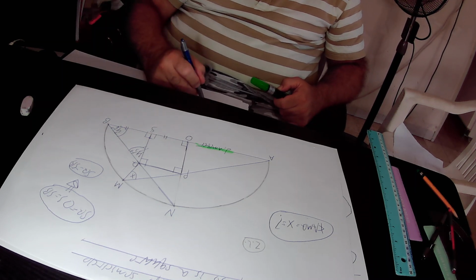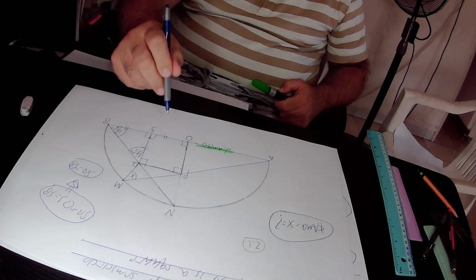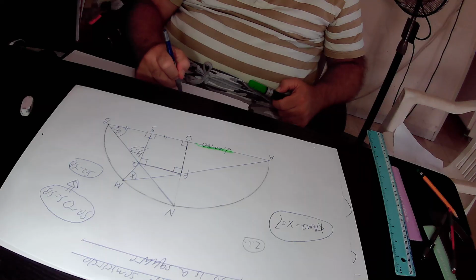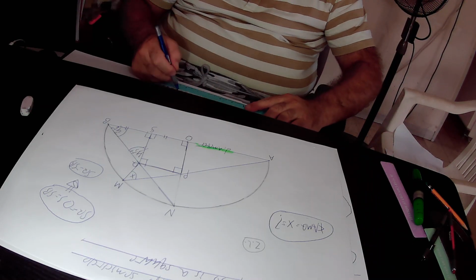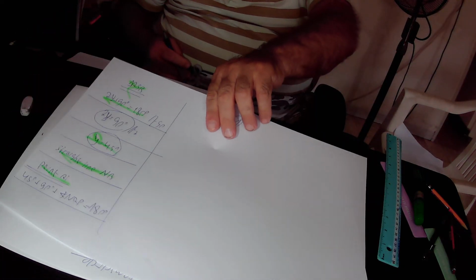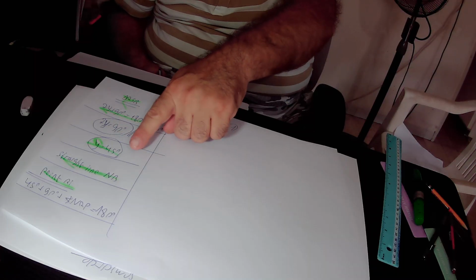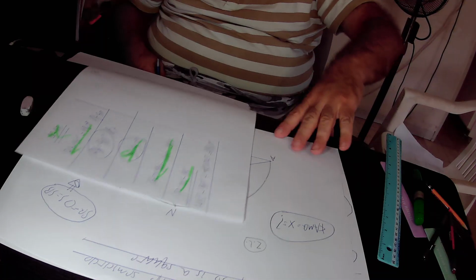In total, the sum of those three angles must be equal to 180 degrees according to rule 3. Repeat again. On the left side of the straight line NB at point Q, the sum of the angles must be equal to 180 degrees according to rule 3.